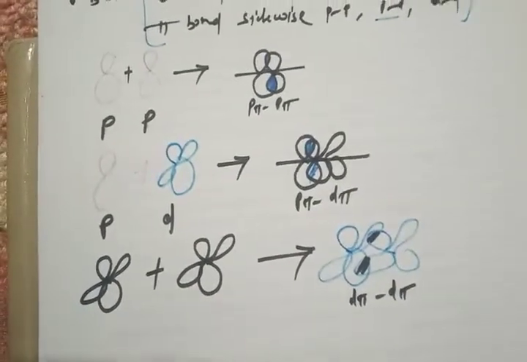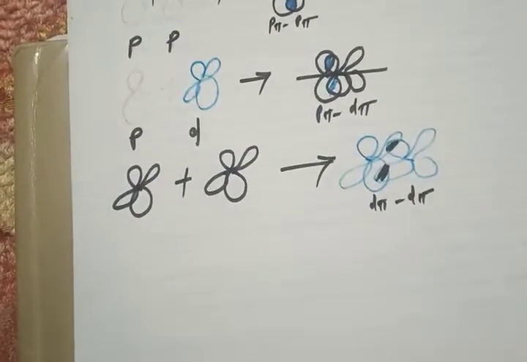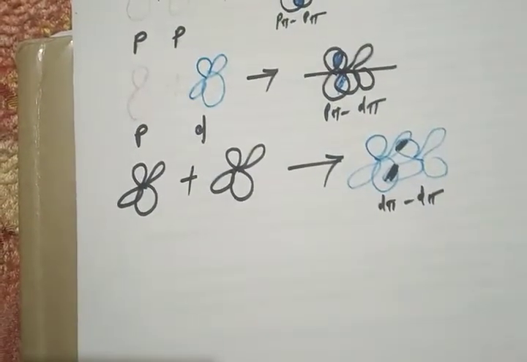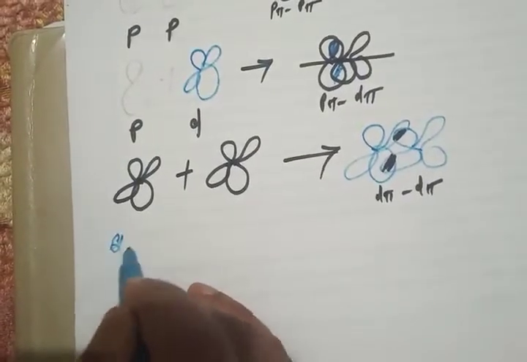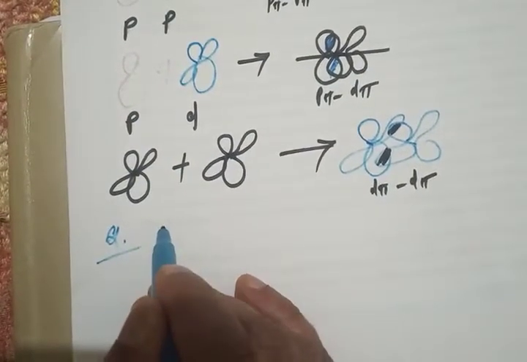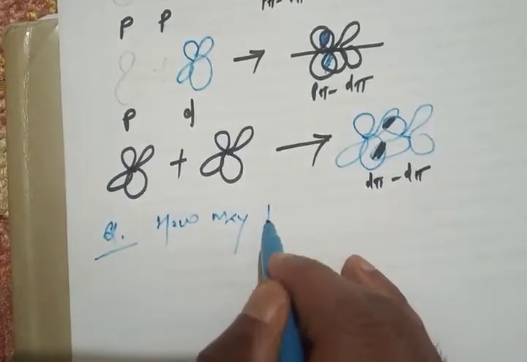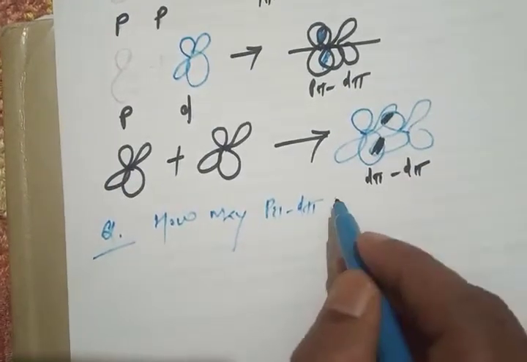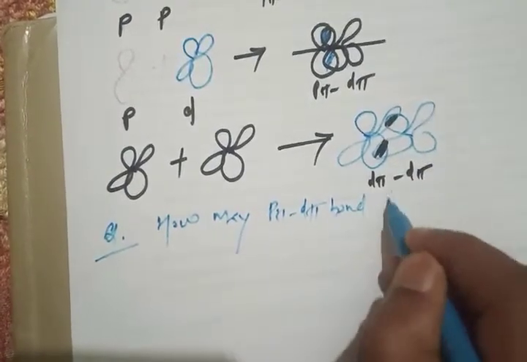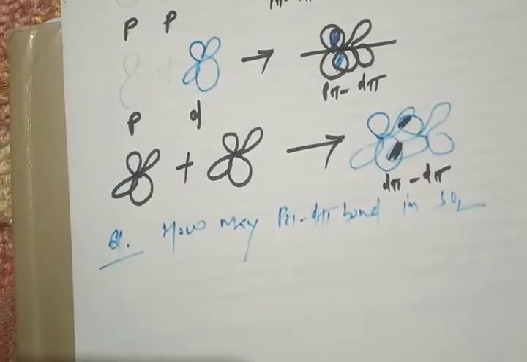Now we will solve some questions, and on the basis of these questions we will be able to understand the concept. The concept is very important. Okay, so the first question is: how many pπ-dπ bonds are in SO2, sulfur dioxide?